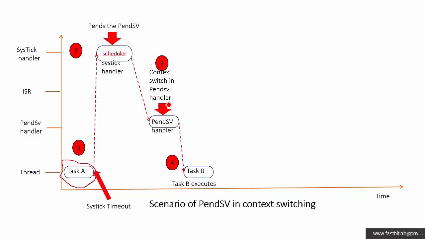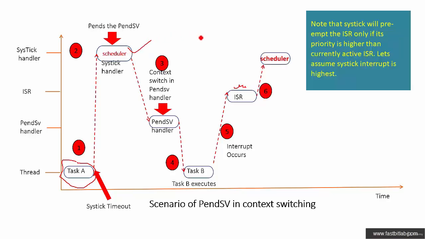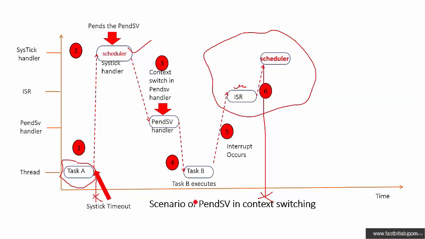Task B executes. When task B is executing, some other interrupt happens. Let's say a button interrupt or a peripheral interrupt. The ISR executes. ISR is handler code. It can always preempt the thread mode code. Now the ISR is executing and suddenly what happens is the timeout happens. That is, the SysTick timeout happens. SysTick will preempt that ISR. This is interrupt nesting. This is the time where the timeout happened. This is a fixed interval timeout. Whenever SysTick times out, the scheduler runs.